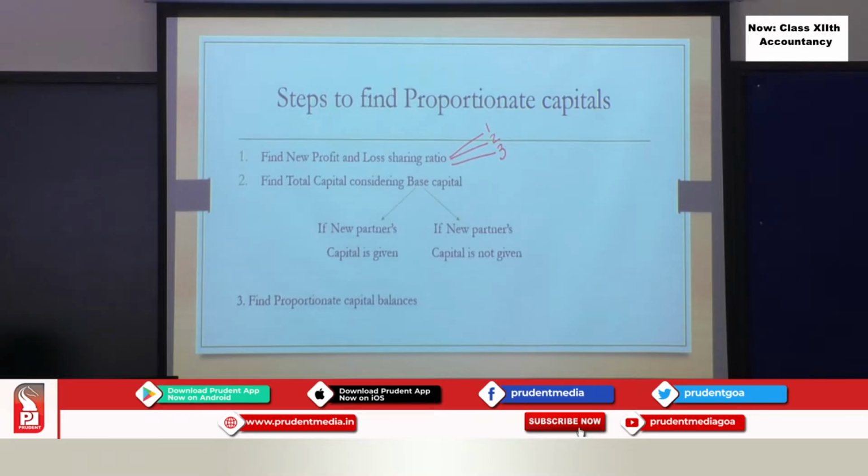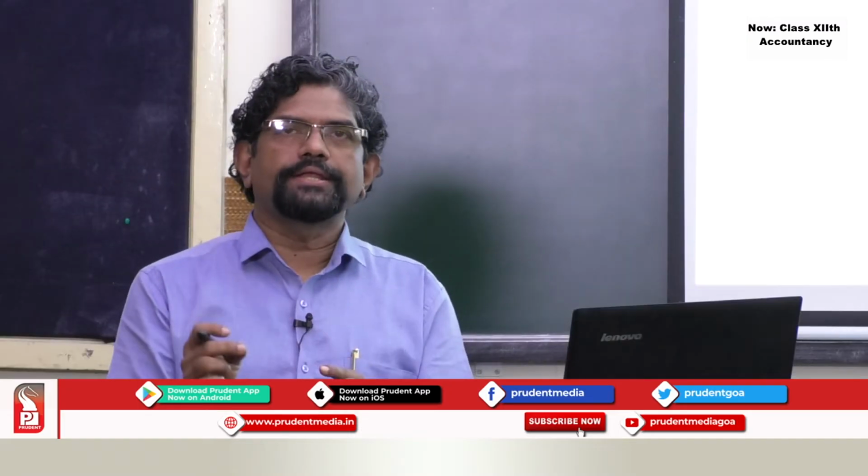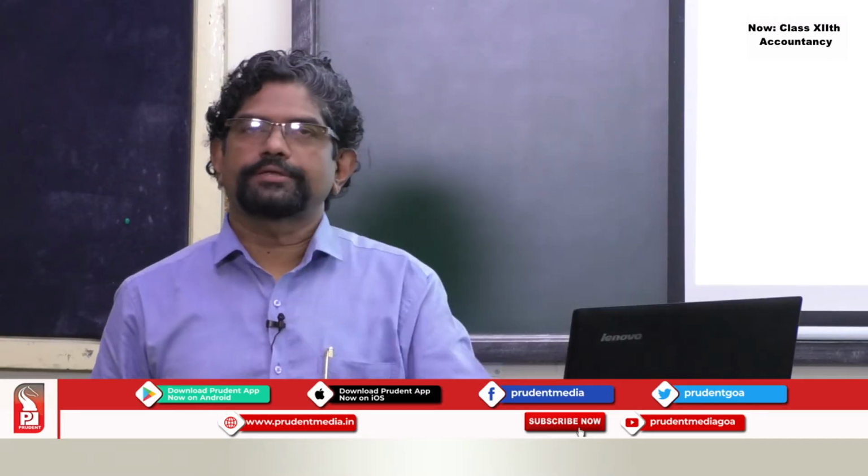If you are given the old ratio and share of the new partner, you are going to follow method 1. If a sacrifice ratio is given, what would be the method? Yes, you will follow method 2. Then when would you follow method 3? When actual sacrifices of partners are given. So method 3 is to be followed when actual sacrifices of partners are given to you. So according to the information given in the problem, you will find out the new profit and loss sharing ratio.